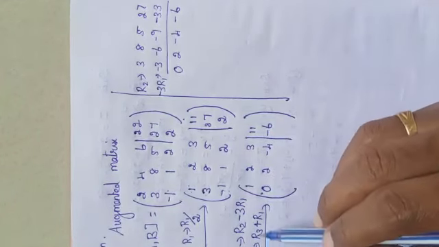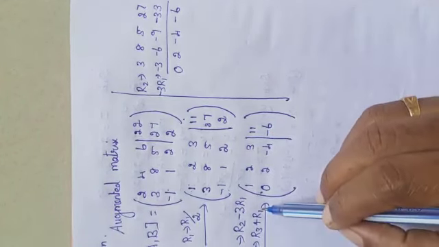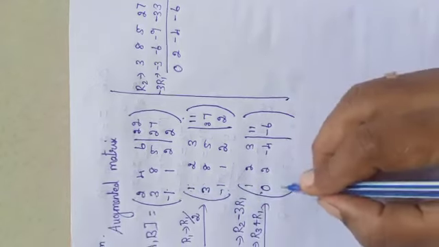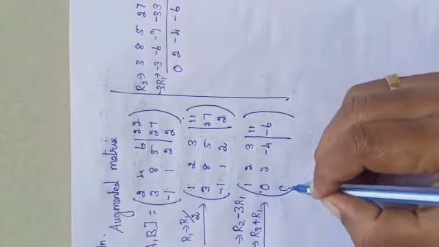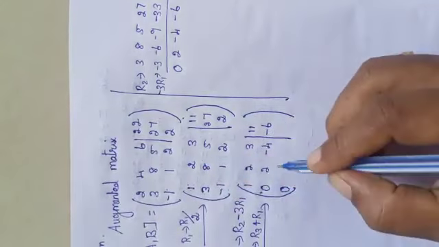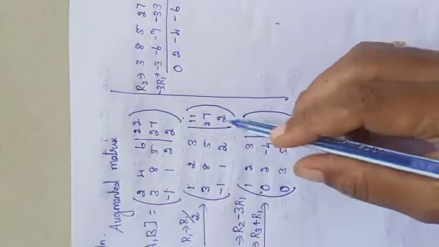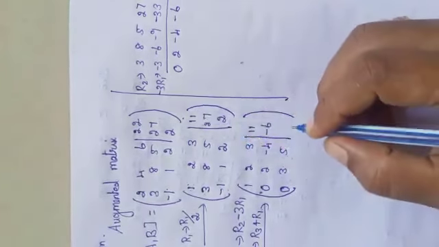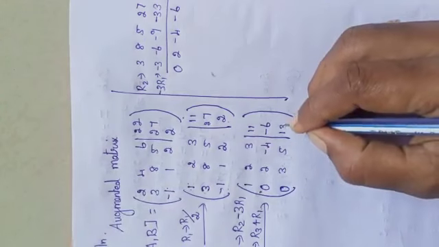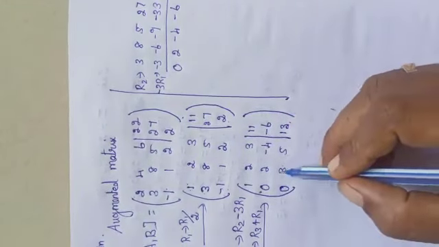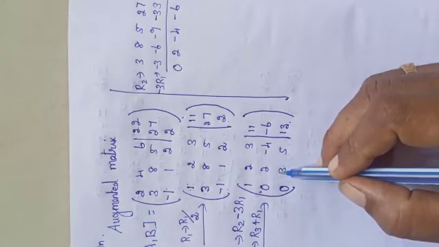See, this R3 is going to change as R3 plus R1. It's enough to add, isn't it? So it's not necessary to write it. I'm doing here. Minus 1 plus 1, 0. 1 plus 2, 3. 2 plus 3, 5. 2 plus 11, that is 13. Isn't it? Now, this place we have to make it as 0.